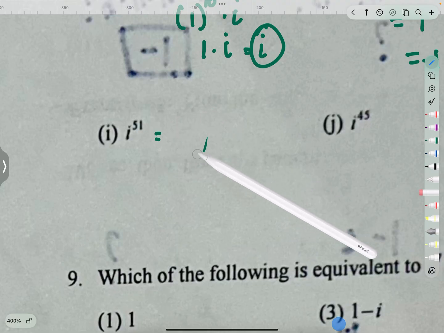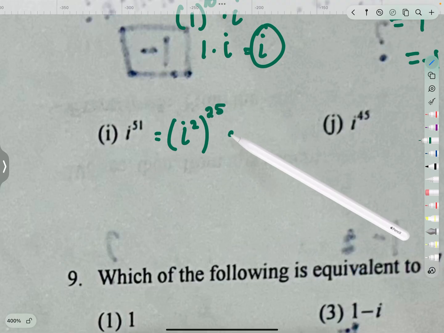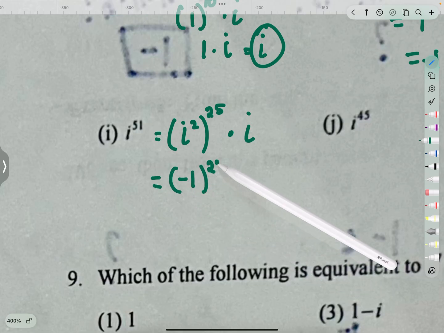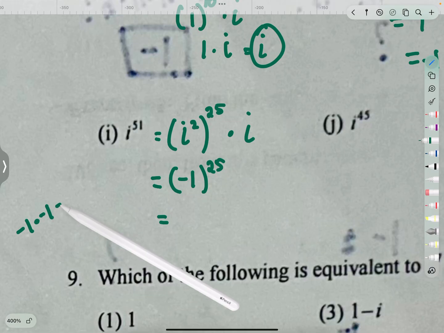I think I'm going to use i squared. i squared goes into it 25 times. That's 50, so I just need one more i. i squared is negative 1. So I'm taking an odd number of negative ones, and hopefully you understand that. When I have an even number of negative ones, they always give me a positive. So like negative 1, if I square it, that gives me an even number.